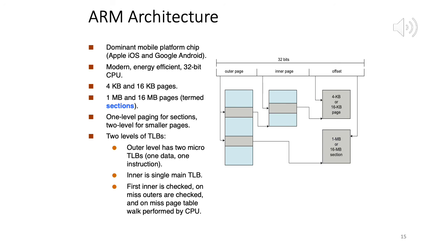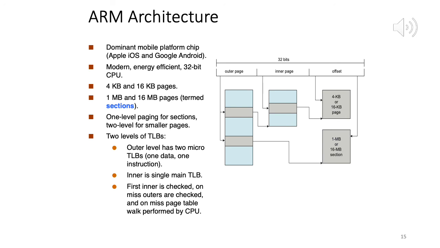So first the inner TLB is checked. On a miss, the outer TLB is checked, and if you have a miss in the outer TLB also, where do you go? That means, of course, you have to walk through the page table and look at main memory. So you can see a 34 bits offset, and then inner page and outer page for the two level paging.